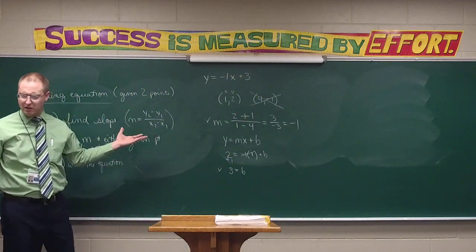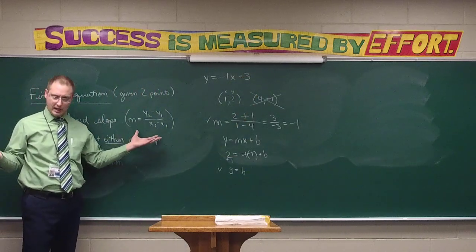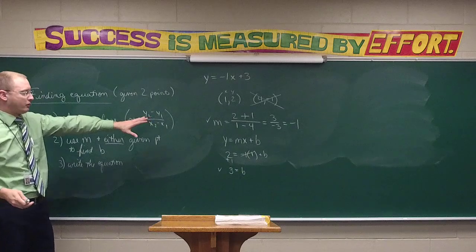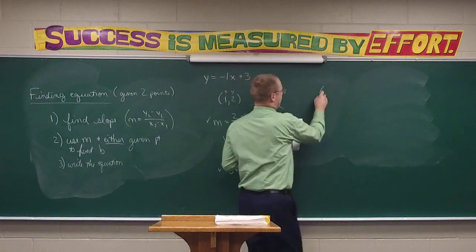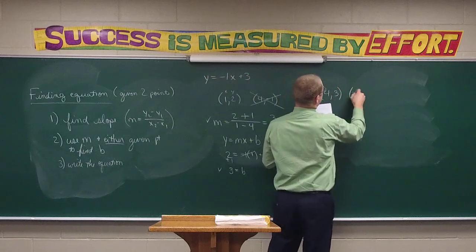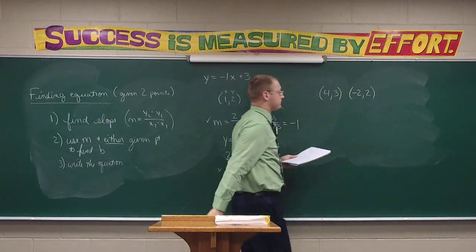So that seems to make pretty good sense here as far as the process. Again, you just have to find your own slope first, but then from there it's exactly like what we've done before. Write these points down if you would, please. 4, 3 and negative 2, 2.